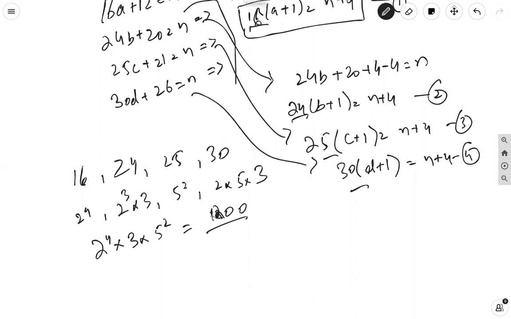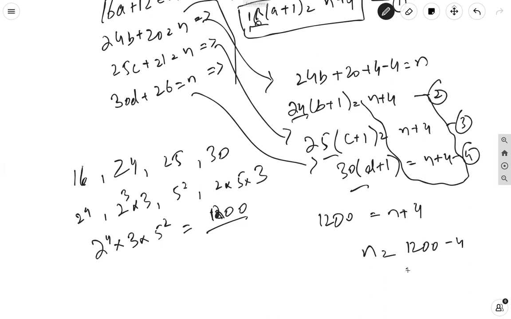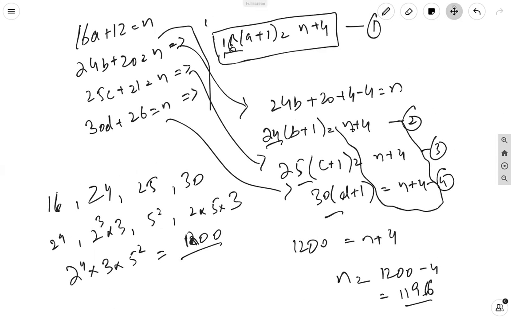Is this 1200? Yeah. Okay. So this is 1200. So the LCM of all of these is 1200. So the minimum value is 1200, and the right side, all of these are n plus 4. Now equating this with n plus 4, it came out to be minimum 1200 minus 4, which is 1196. Got my point? Yes, got it.